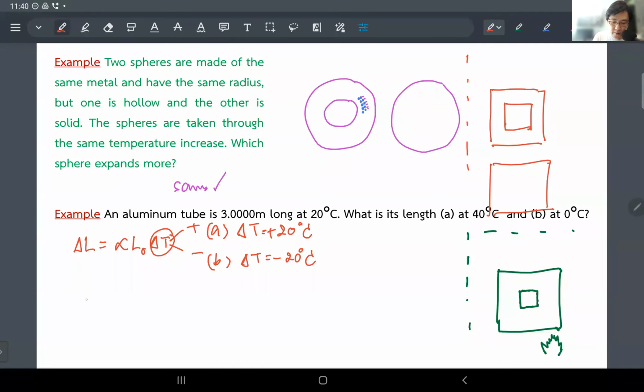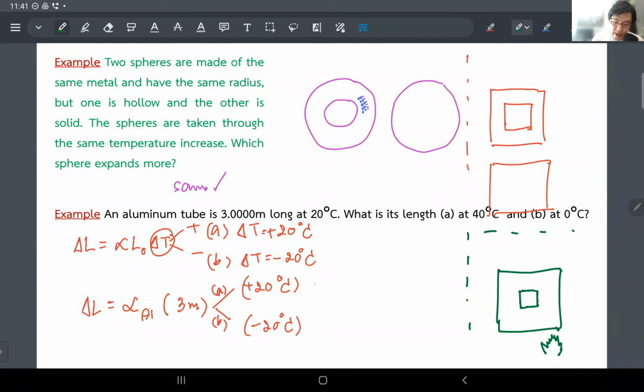So the delta L is going to be the alpha of the aluminum. We can look it up on the web or in the textbook. The L naught is just going to be 3 meters. That's your original length that you want to put in. And then for part A, you put plus 20 here, and for part B, you put negative 20 degrees Celsius there.